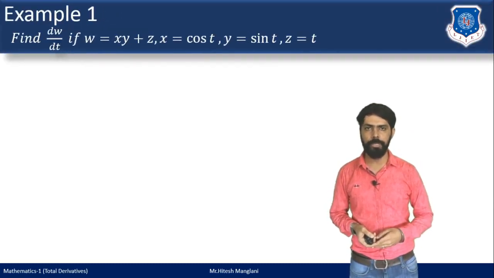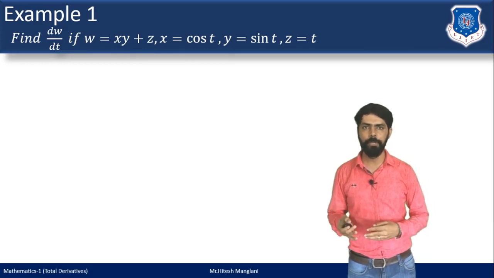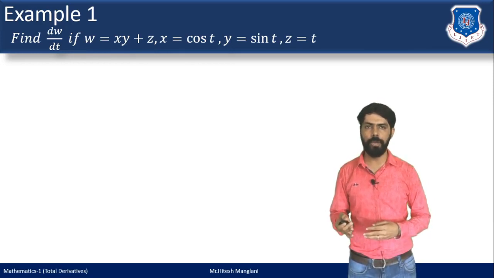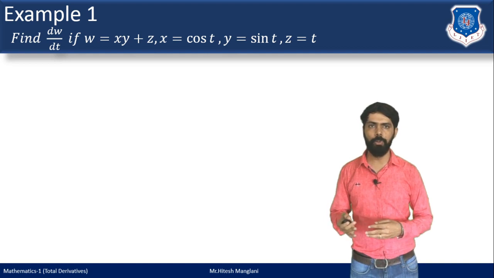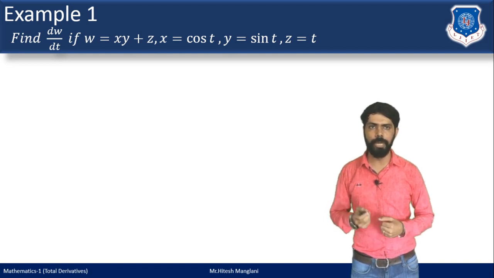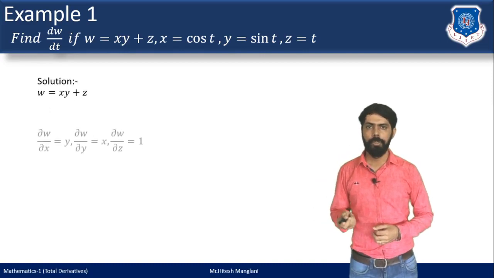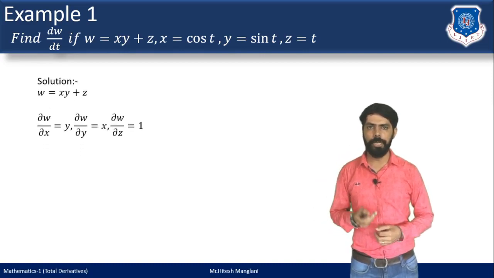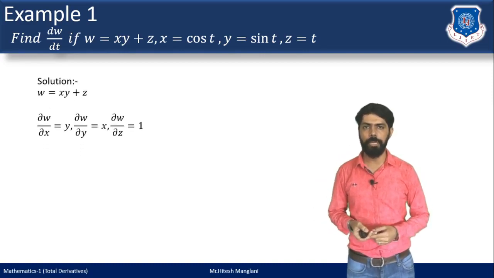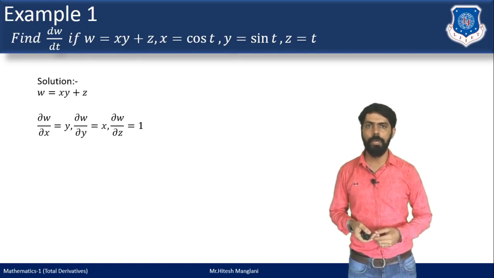Now let us discuss examples related to this topic. The first example: find dw by dt if w is equal to xy plus z, x is equal to cos t, y is equal to sin t and z is equal to t. So here w is equal to xy plus z. First of all we will find del w by del x. That means we will take the partial differentiation of w with respect to x.